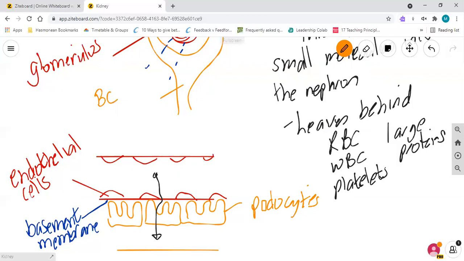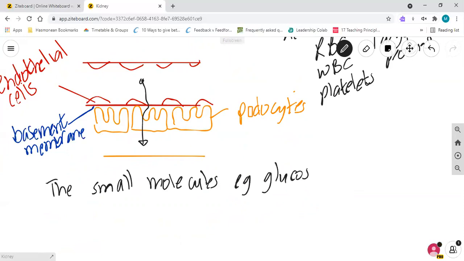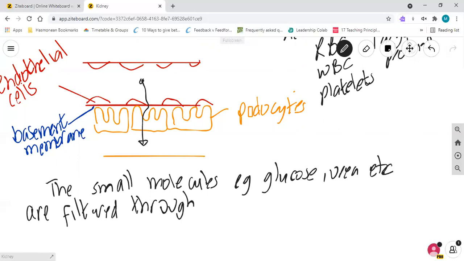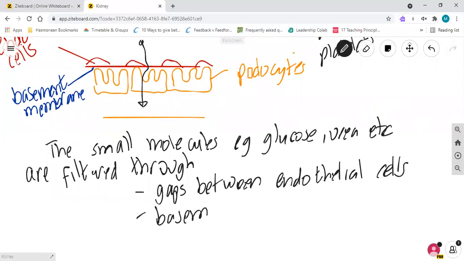So if we're describing it, we would say the small molecules, e.g. glucose, always good to give an example, but it could be glucose, amino acids, fatty acids, glycerol, ions, vitamins, water, urea, etc., are filtered through the gaps between the endothelial cells, the basement membrane, which as I said was the finest filter, and the pores in the podocytes.